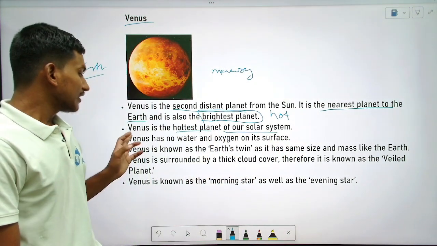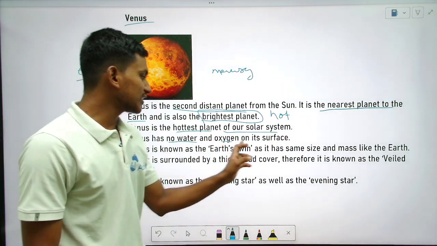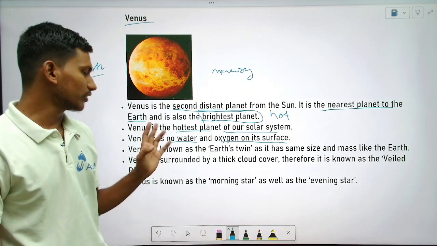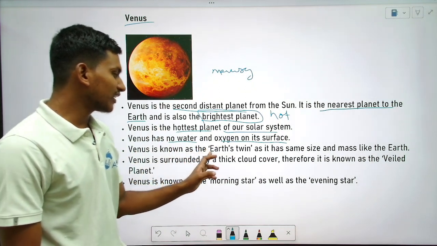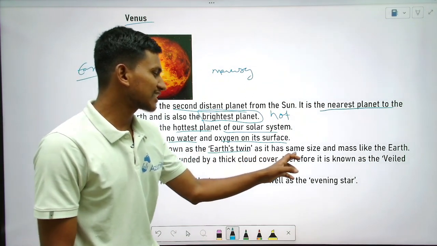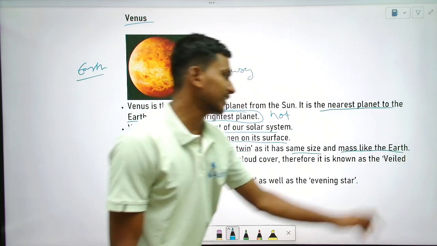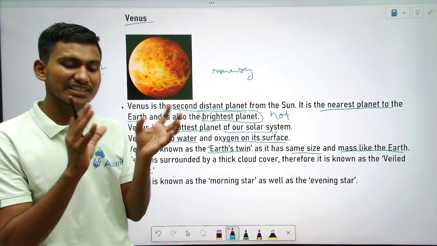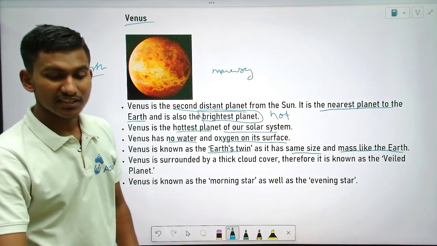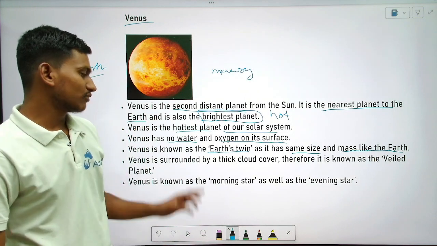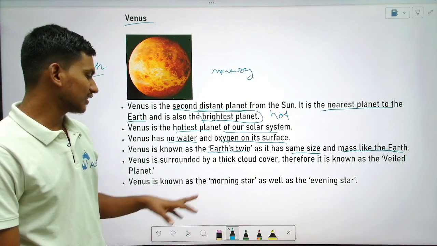We saw that Venus has no water and oxygen on its surface. Venus is known as the Earth's twin, as it has the same size and mass as the Earth. If you compare the size, it is a little bit the same. So, twin of the Earth.